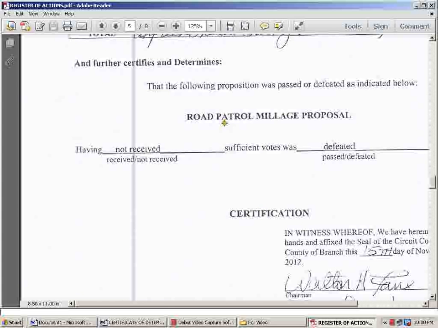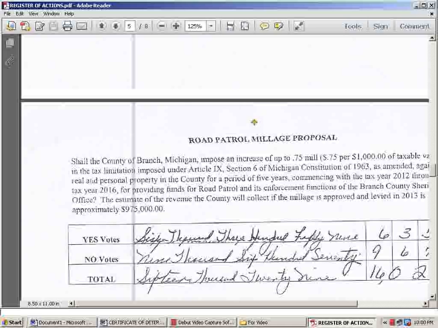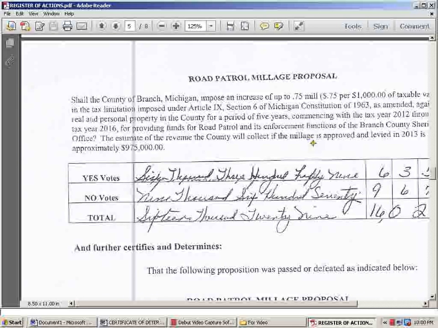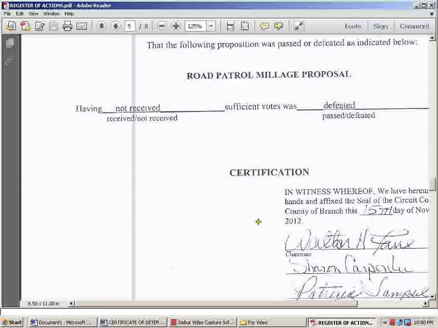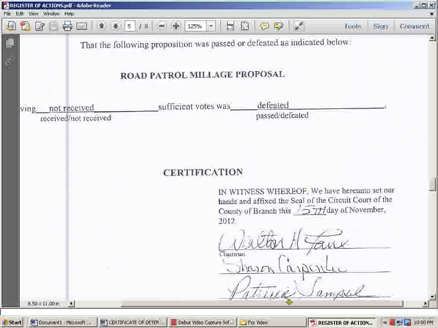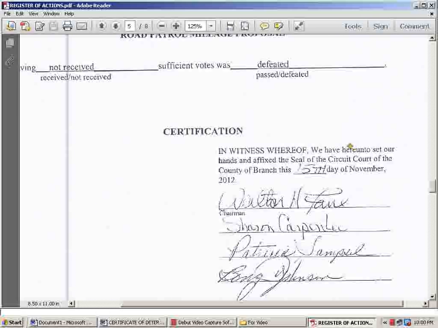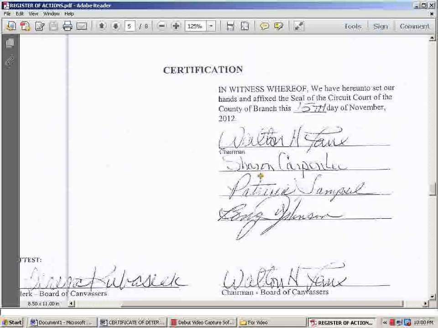Road Patrol millage proposal. There it is. There's the counts. Now we're going to talk about it. Is defeated. And here's the certification. We have hereunto set our hands and fixed the seal, blah, blah, blah. Right?